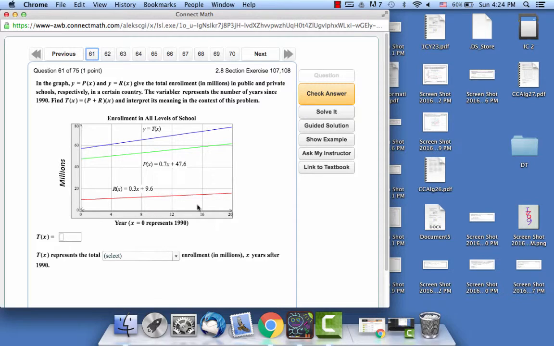61. So in the graph we have P and R, which is total enrollment in millions for public and private schools in a certain country. So P is for public and R is for private. The variable x represents the number of years since 1990. We want to find T of x, which is P plus R of x.